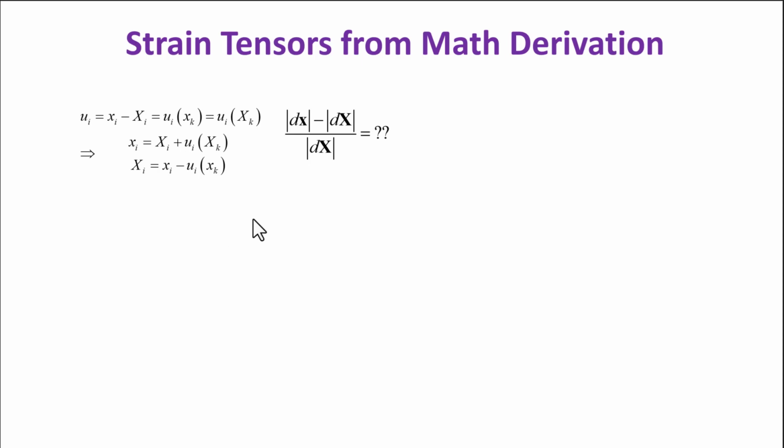We can do this from a little bit of mathematical derivation using calculus. As we explained in the previous slide, the displacement can be expressed as a function of the deformed coordinates, or in terms of the undeformed coordinates. These two relationships are just a recast of this. The top is Lagrangian and the bottom is Eulerian.